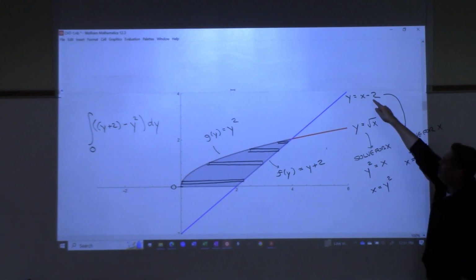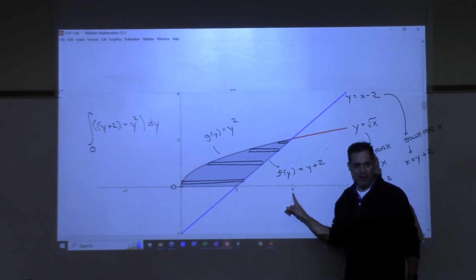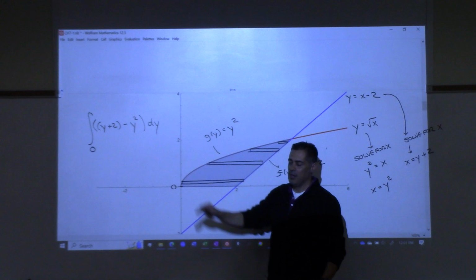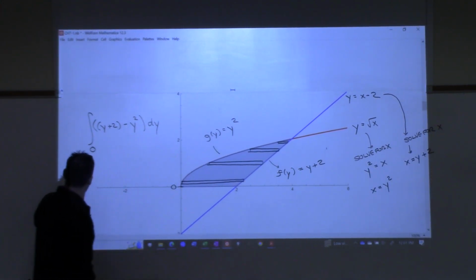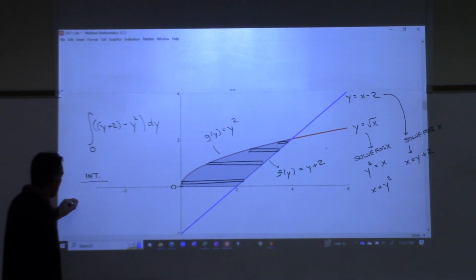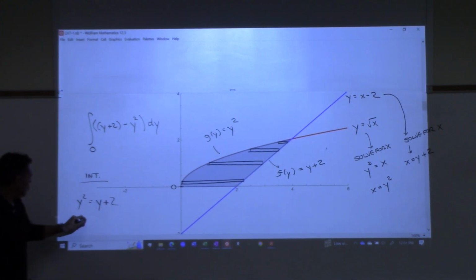If you set these equal to each other, what are you going to get? You're going to get 4, right? And that's not what we're looking for. We're actually looking for the y value where they hit each other. So for the intersection, you're going to set y squared equal to y plus 2, and then we're back to another quadratic. Bring everything to one side.